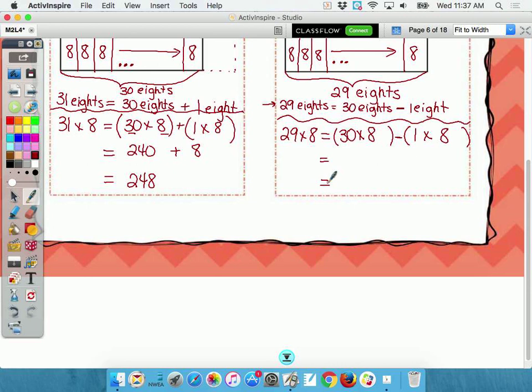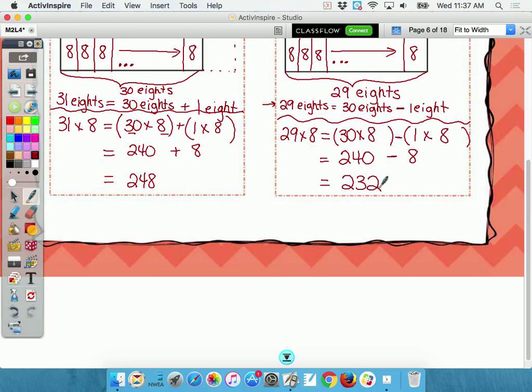Sit up, Corbin. Are you done all the way to the last equal sign? So what was 30 times 8 last time? Minus 8. Do not shout the answer. So I'm going to do 240 minus 8. And the answer is 232.